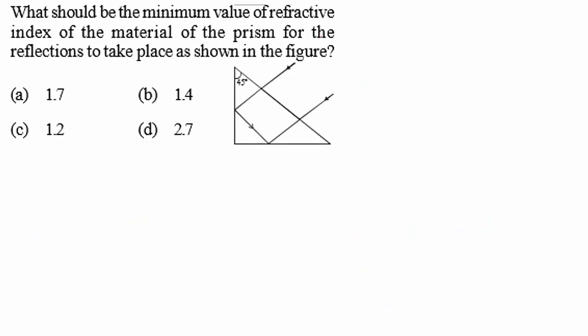What should be the minimum value of refractive index of the material of the prism for the reflection to take place as shown in the figure? You already studied this in ray optics in class 12. From the figure it is clear what the angle of incidence is. See here, these are the incident rays. When the incident ray falls on the refracting surface of the prism, it is a normal incidence, so it is undeviated, moving in a straight line.